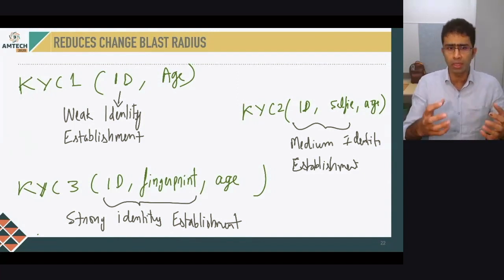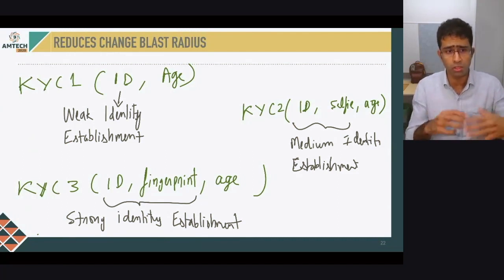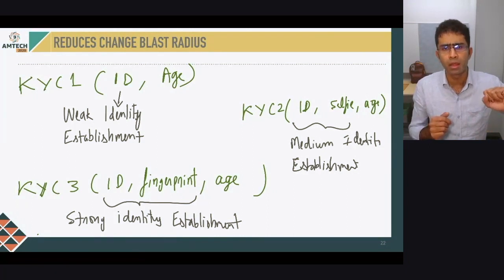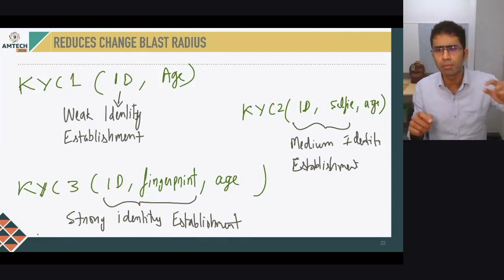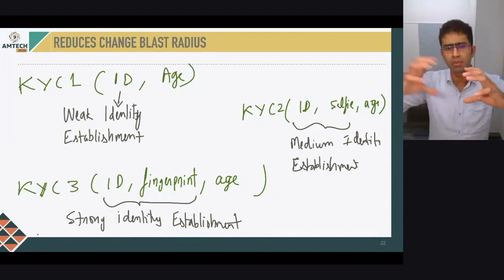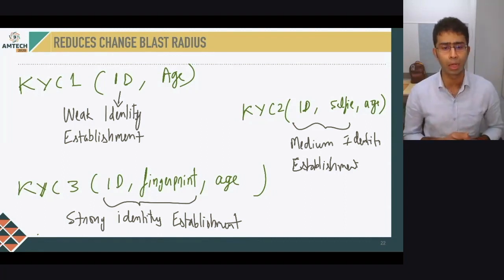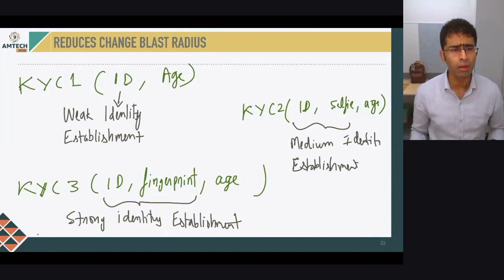On the other hand, if you're taking ID and fingerprint from the user, it becomes a strong identity establishment. And ID and a selfie, just capturing a photo, could be a medium identity establishment. So what this has allowed you to do is decouple your design from the requirements. You can map multiple requirements to the same mental model and then map the design to the mental model. You achieve that decoupling. That's one.